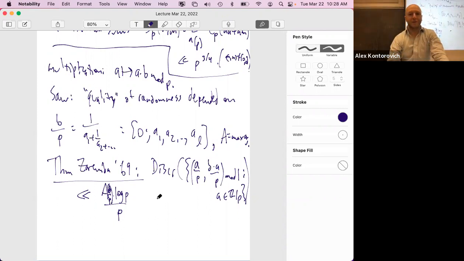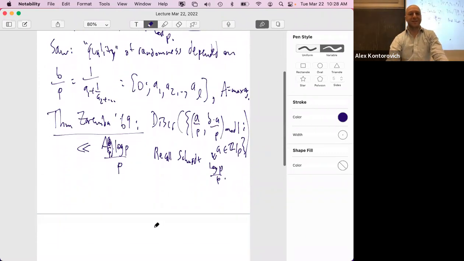Now contrast this to, recall that Wolfgang Schmidt showed that this is at least some constant times log P over P, just for any sequence of P points. You won't get a discrepancy better, not only than 1 over P, which is trivial, but you won't get better than log P over P. I mentioned this and we didn't prove this. It takes some time to do.